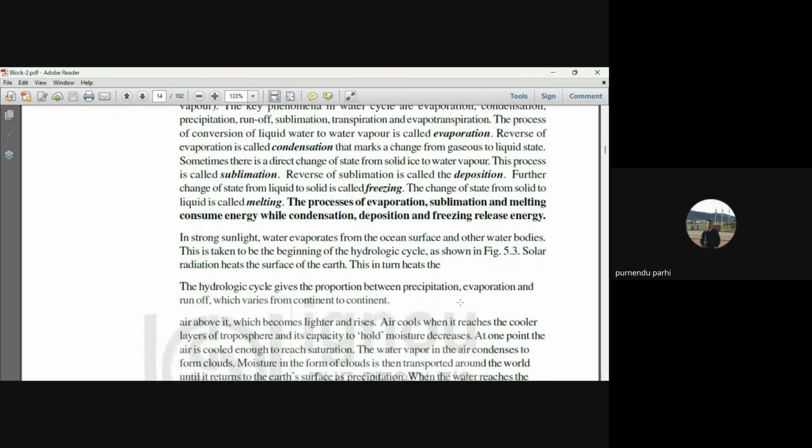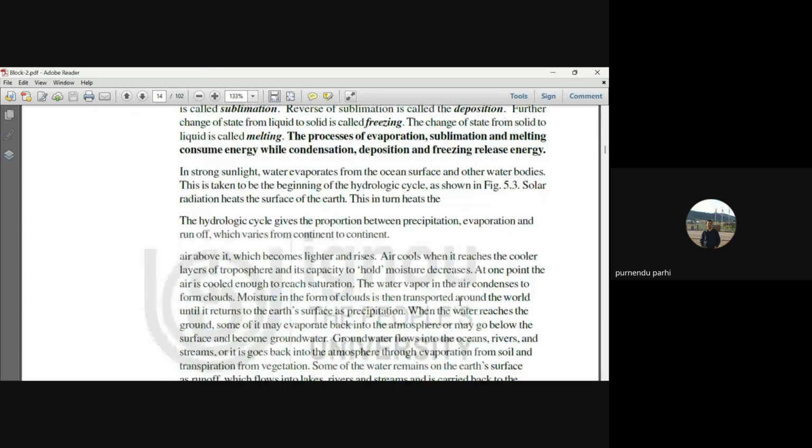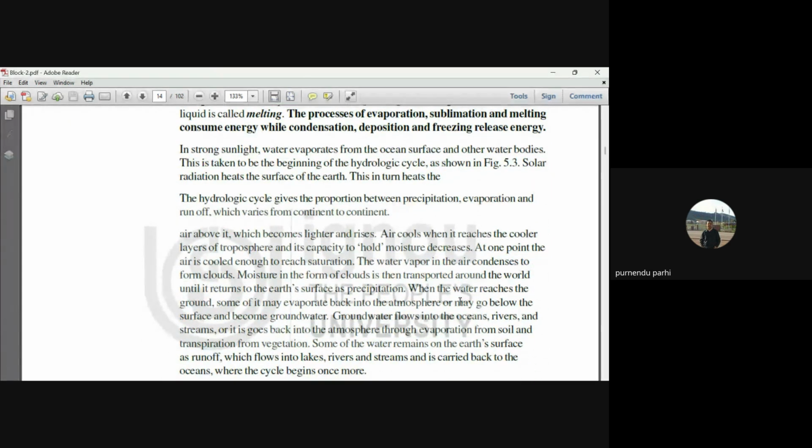In strong sunlight, water evaporates from the ocean surface and other water bodies. This is taken to be the beginning of the hydrological cycle. The hydrological cycle gives the proportion between precipitation, evaporation, and runoff, which varies from continent to continent.